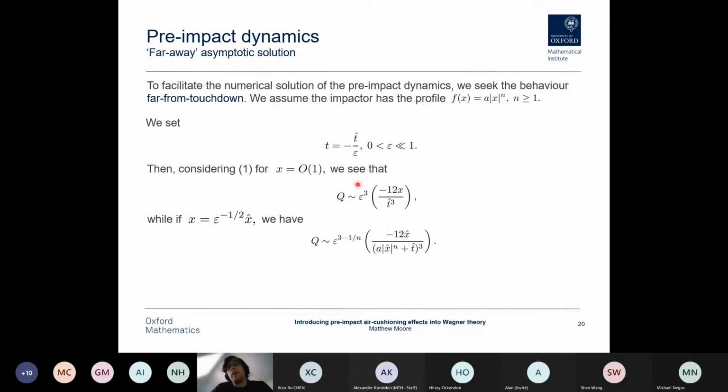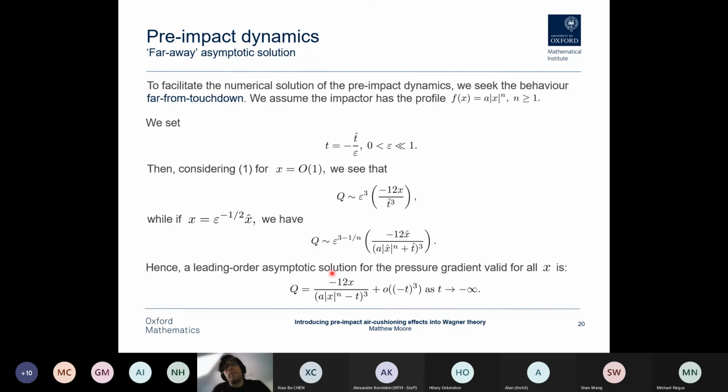But it looks very similar, and indeed you can just write down a leading order asymptotic solution that's valid for all x. So this is an expression for what the pressure gradient looks like when the impactor is quite far away. So you can see it's very small. If you were taking a cylindrical body, you're thinking about a very small pressure gradient, which you'd expect because the interaction hasn't had enough time to start off.